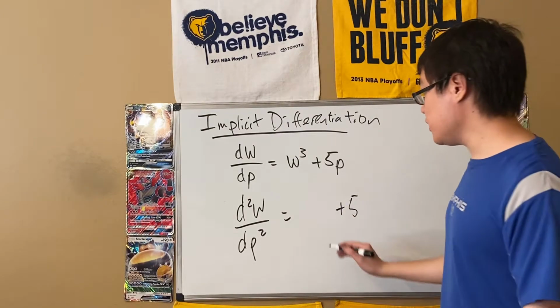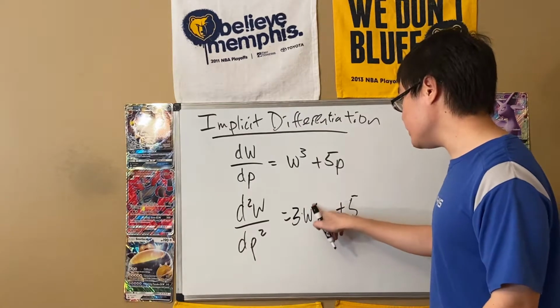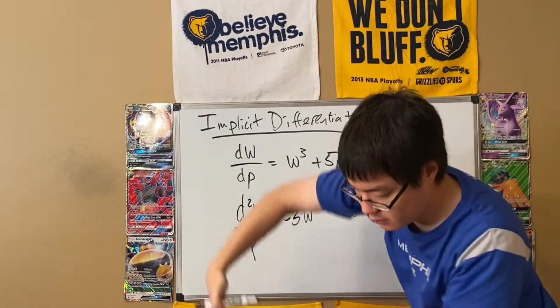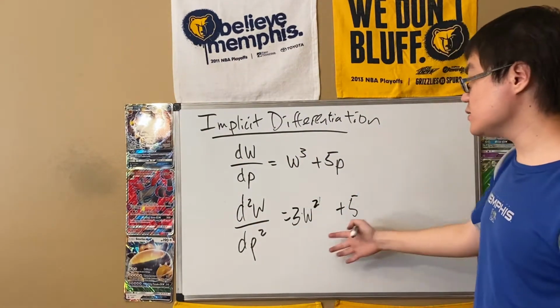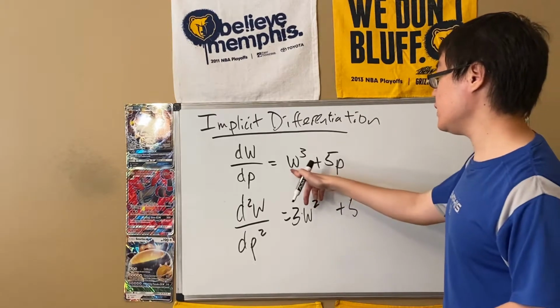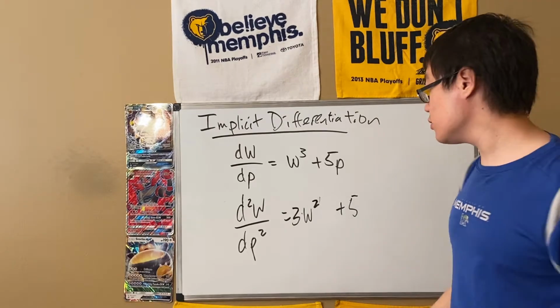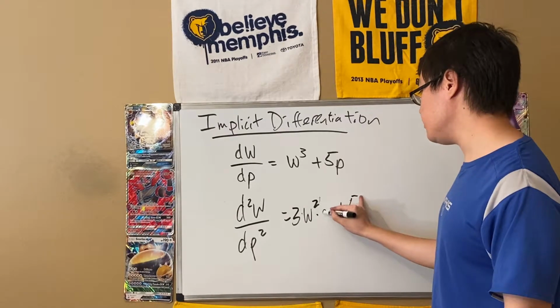You can imagine that a lot of students write 3 times w squared, because they do the power rule, they take the 3, drop it to the front, subtract 1 from the exponent. All of that is right, but this answer is not complete because, again, w is a function of p, so you have to multiply by the chain rule. So you have to multiply by the derivative of w, which is dw/dp.